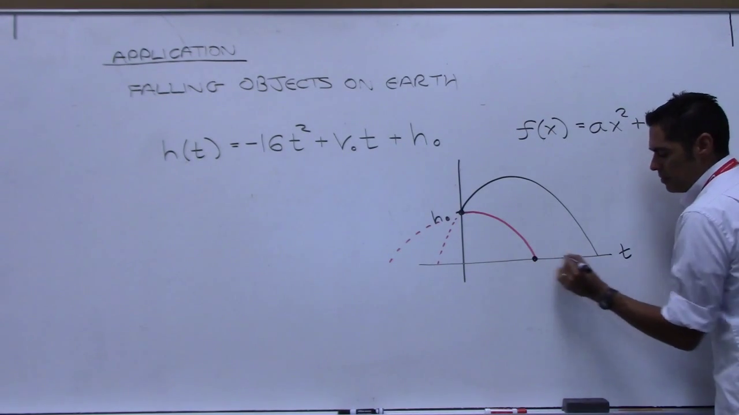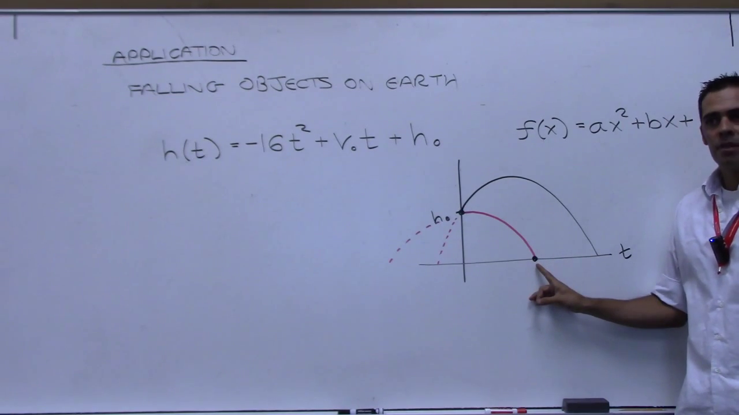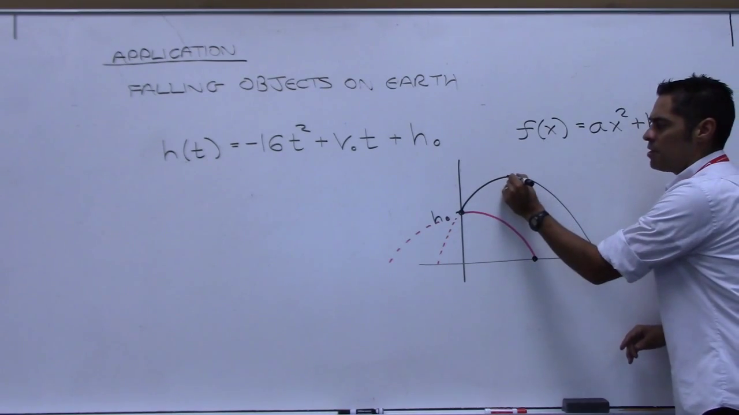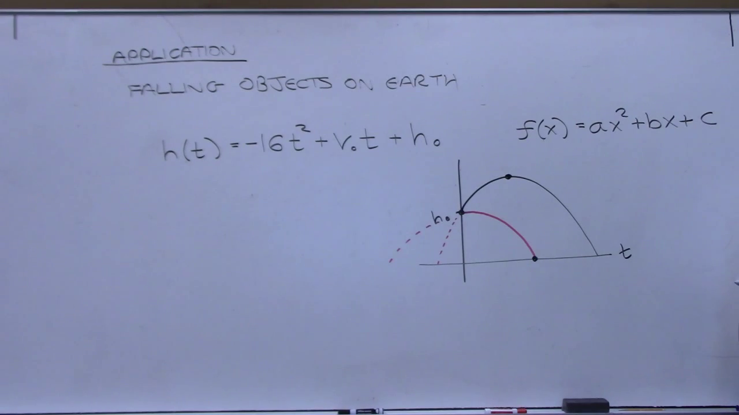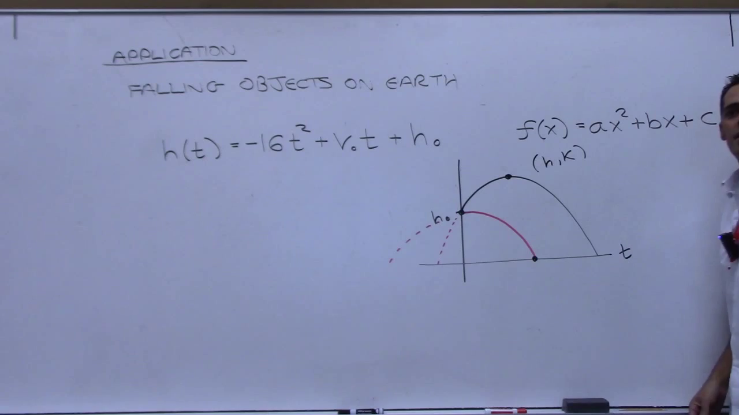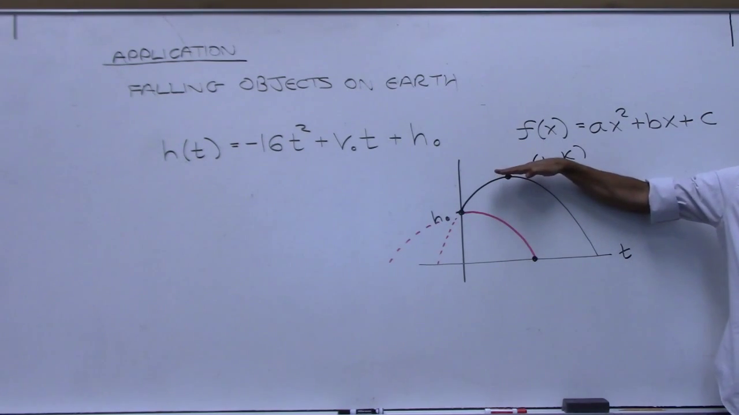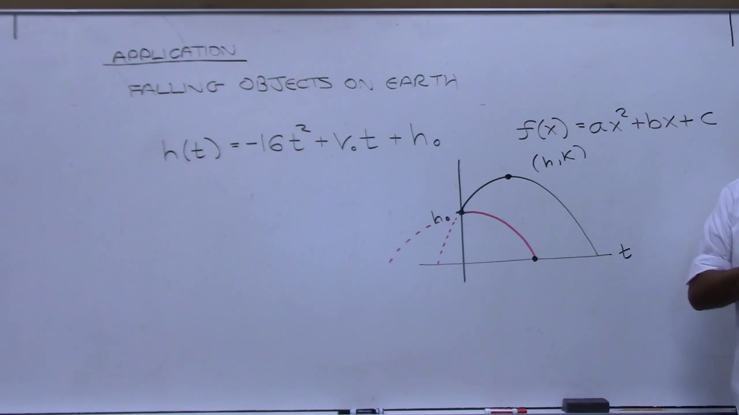This x-intercept would correspond to what? The time it took to hit the ground, wouldn't it? What would the vertex represent? The highest point. The h and the k mean something here to us now, don't they? The k is actually how high the object went, yes? And the h is how long it took to get to that highest point. With me? Okay.